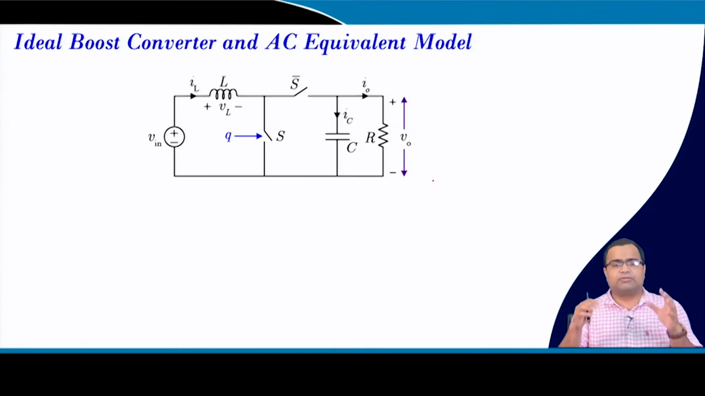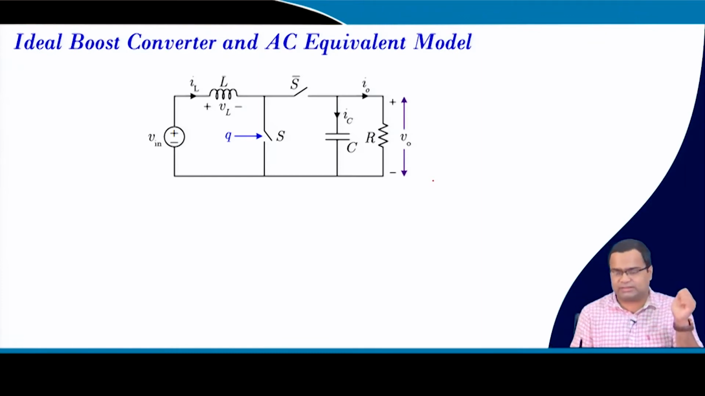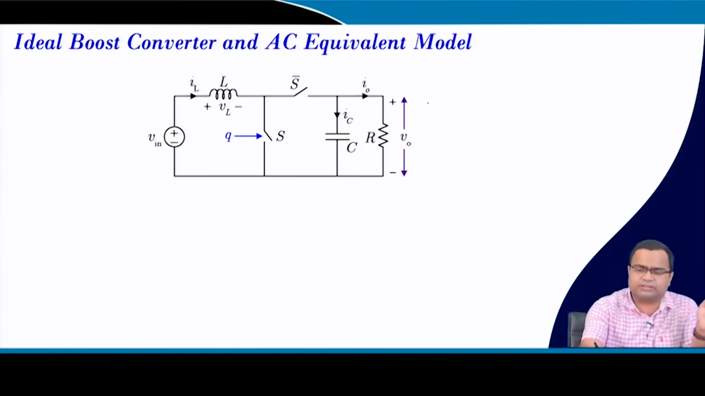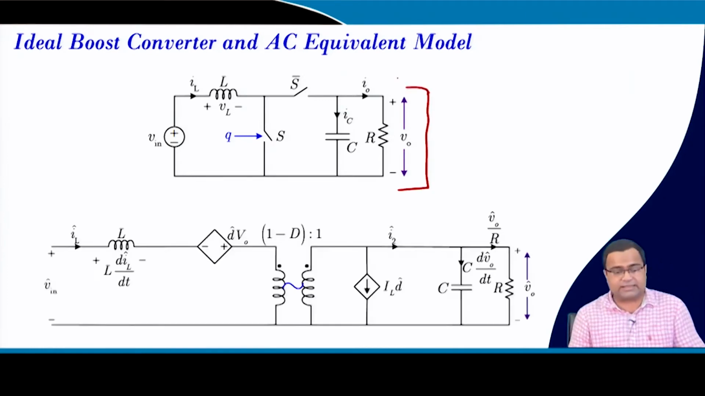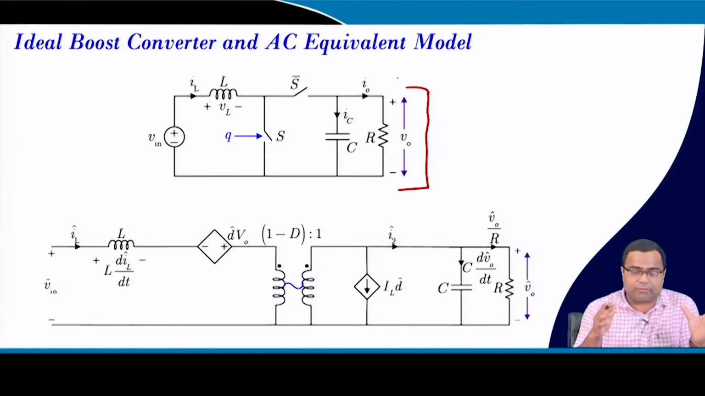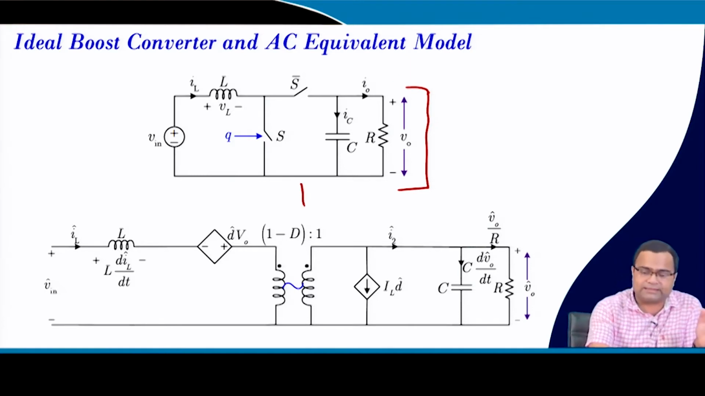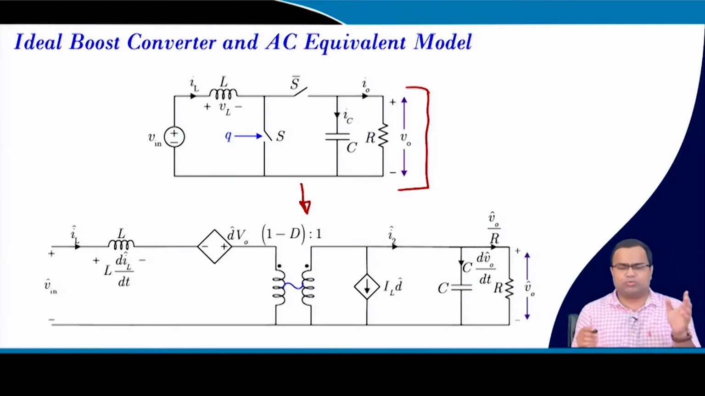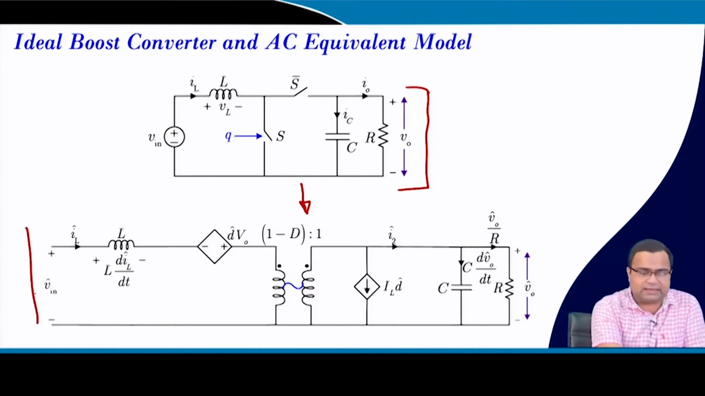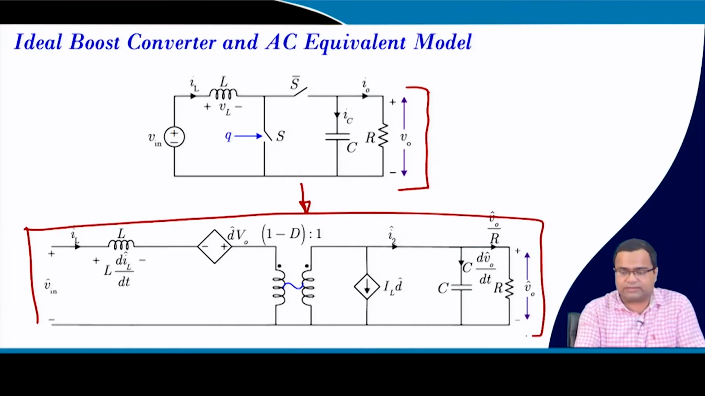So, first we will start with an ideal boost converter with AC equivalent circuit, and this is well known. This is an ideal boost converter that we have explained multiple times in this lecture, and we have also discussed how to obtain the AC equivalent circuit of an ideal boost converter. And this particular circuit, the AC equivalent circuit, represents a linear circuit.